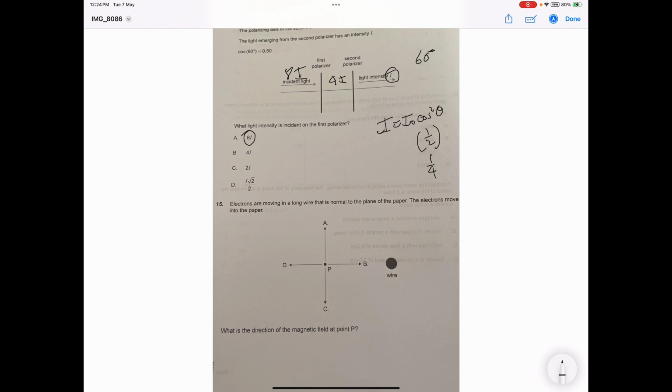Number 15. Electrons are moving in a long wire that's normal to the plane of the paper. The electrons move into the paper. What's the direction of the magnetic field at the point? So we have to know Fleming's right-hand rule for this, and we also have to know Fleming's right-hand rule uses conventional current, not electron current. So if you point your thumb into the paper, that gives the electron direction, but you have to use conventional current, so you have to reverse your thumb. So the magnetic field using Fleming's right-hand rule will look like this, and that will mean at P the magnetic field will be C.